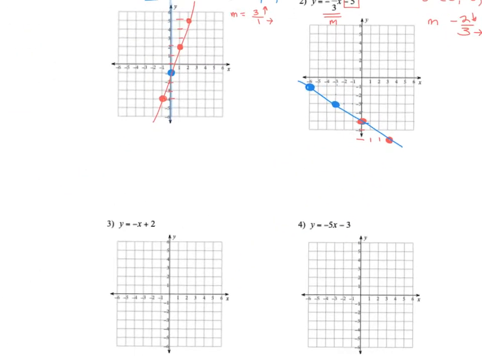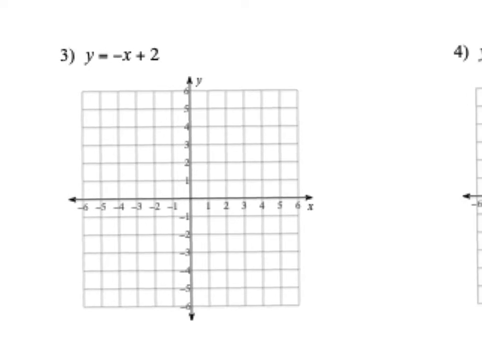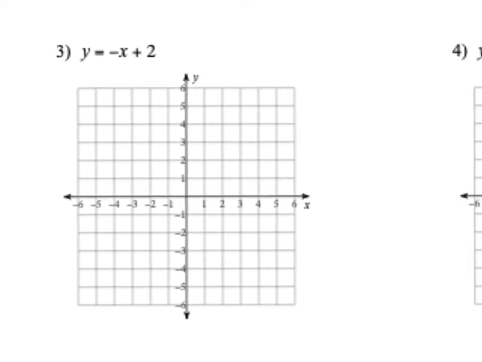Let's try a couple more. So for number 3, I've got y equals -x plus 2. My b is a +2. So I'm going to begin at 0, +2. Notice how I have no number in front of my x, but a -x is the same as a -1x, where I write a 1 in front of my x.